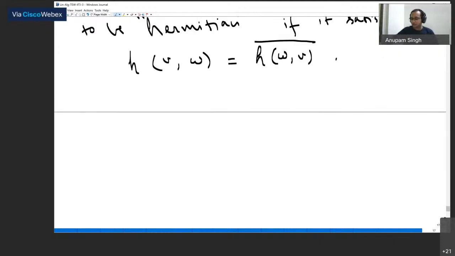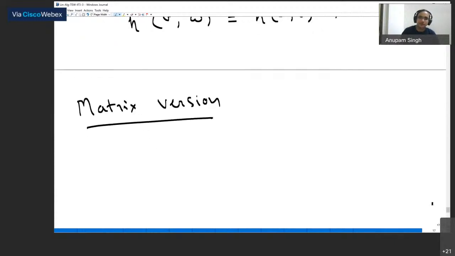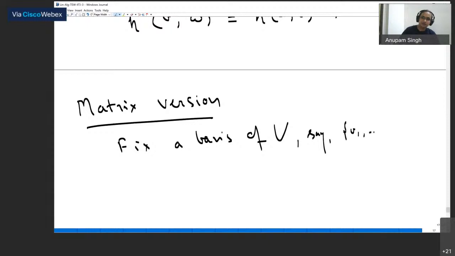Now we can try to study abstractly what all the possible Hermitian forms are. The first thing we would like to do, as we did earlier, is to try to associate a matrix to this. So let's do that. This is what I call the matrix version. All these definitions have a matrix version, which we obtain after fixing a basis. So fix a basis of V, say V1, V2, up to Vn. It's an n-dimensional vector space.